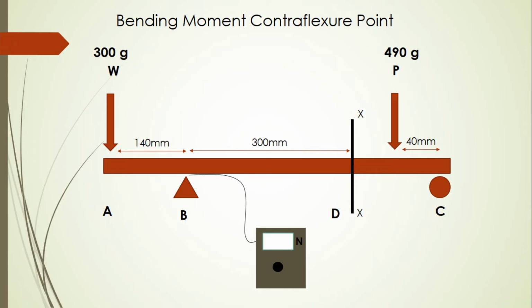So in this free body diagram, we have two loads. W is at 140 millimeter from B towards A, and load P is 40 mm from between D and C. The load of P is 490 gram, and the load for W is 300 gram.